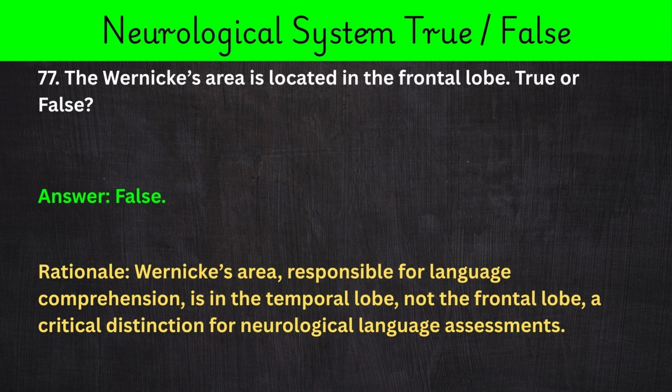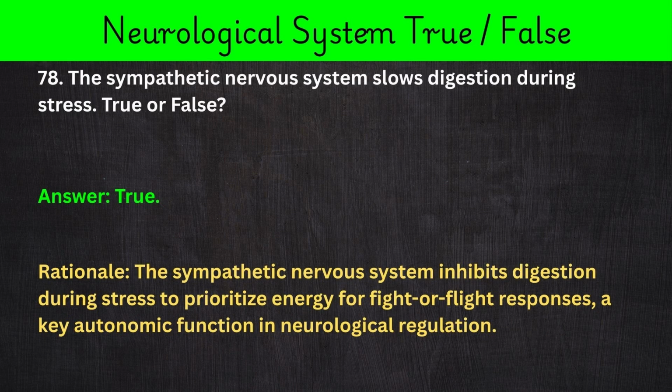Rationale: Wernicke's area, responsible for language comprehension, is in the temporal lobe, not the frontal lobe, a critical distinction for neurological language assessments. 78. The sympathetic nervous system slows digestion during stress. True or false? Answer: true.